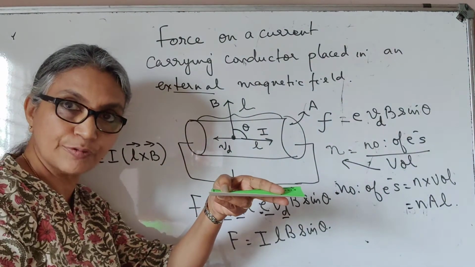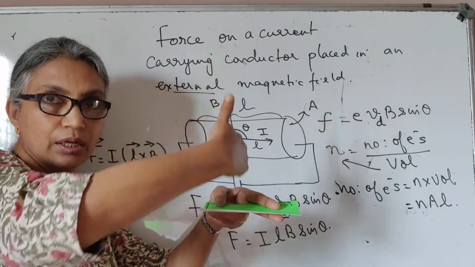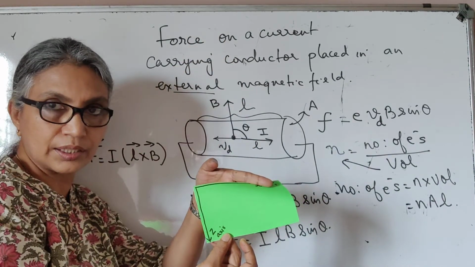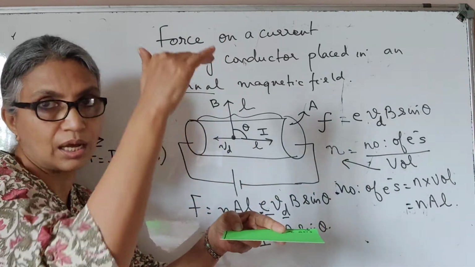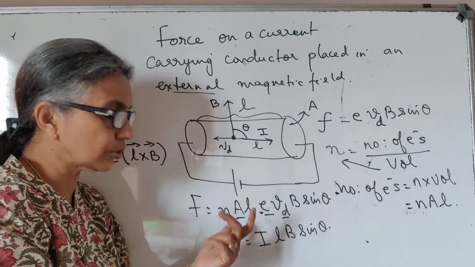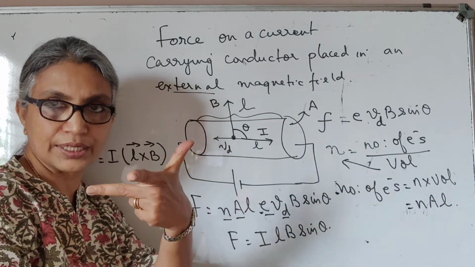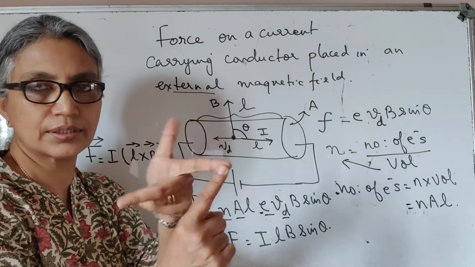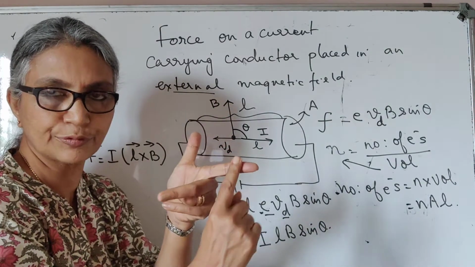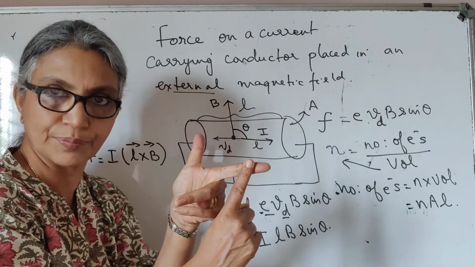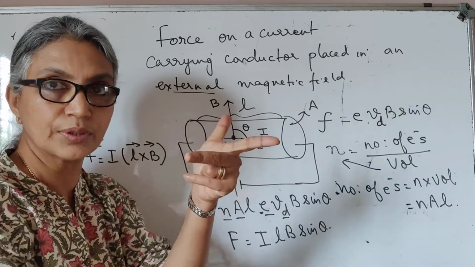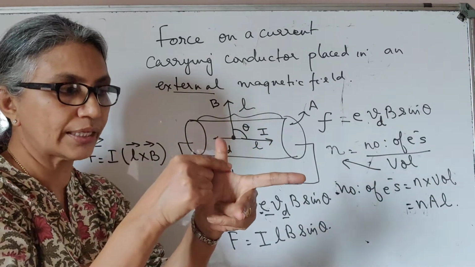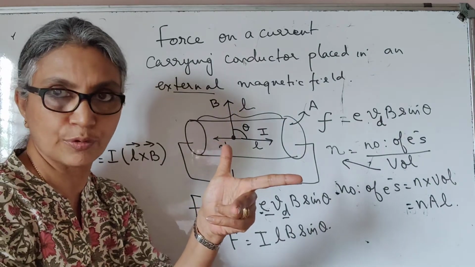That means the resultant force will be acting in a direction perpendicular to the plane containing L and B, but in the upward direction. You can also get the direction using Fleming's left hand rule. Fleming's left hand rule tells you that your forefinger gives you the direction of magnetic field, the middle finger will give you the direction of current, and the thumb will give you the direction of force.